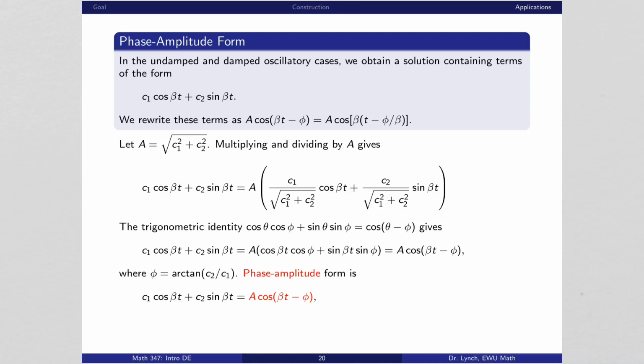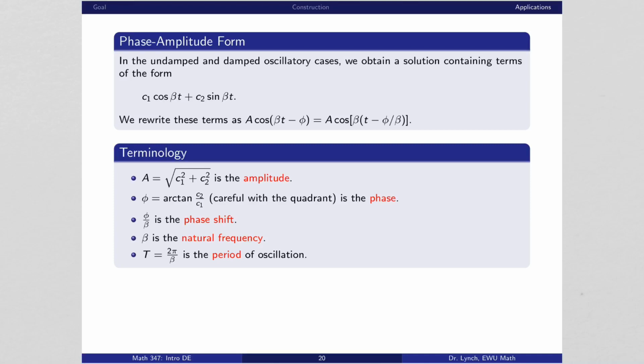Okay, so a little bit of terminology here. Again, the constant out front, a, is called the amplitude of the oscillation. The phase phi is given by the inverse tangent of c2 over c1. Now you have to be a little bit careful with the quadrant. It turns out that the range of the arctangent function is only from minus pi over 2 to pi over 2. You probably remember that from Math 162. So the phi that you get by itself is only in the fourth or the first quadrant.